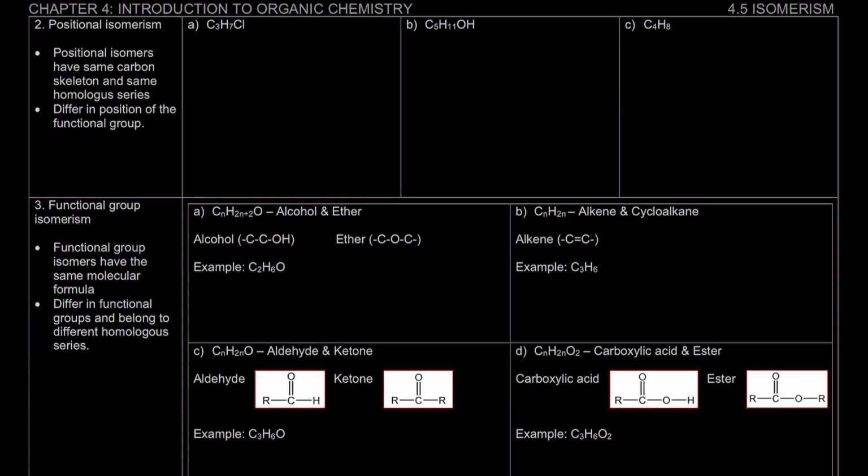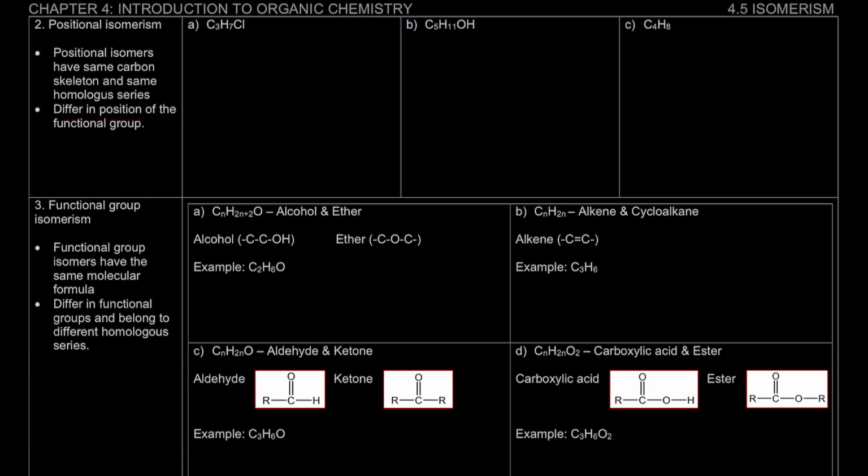The second type of constitutional isomerism is positional isomerism. Positional isomers have the same carbon skeleton and the same homologous series. Carbon skeleton means they all have the same longest carbon chain. But what do they actually differ in? They differ in the position of the functional group.